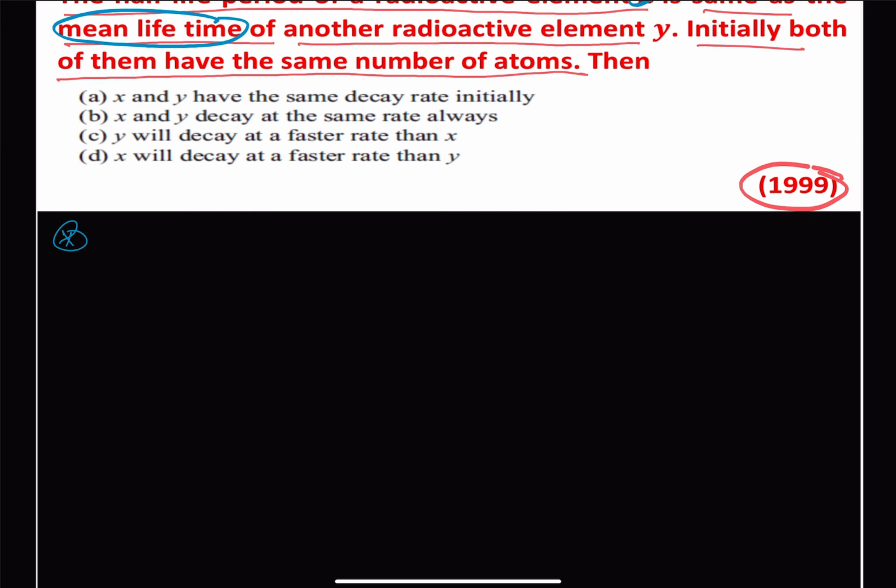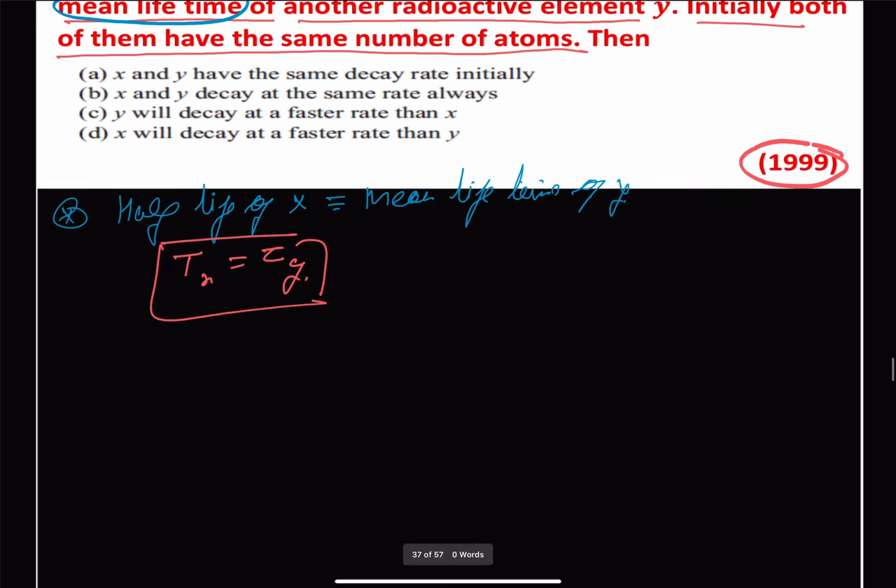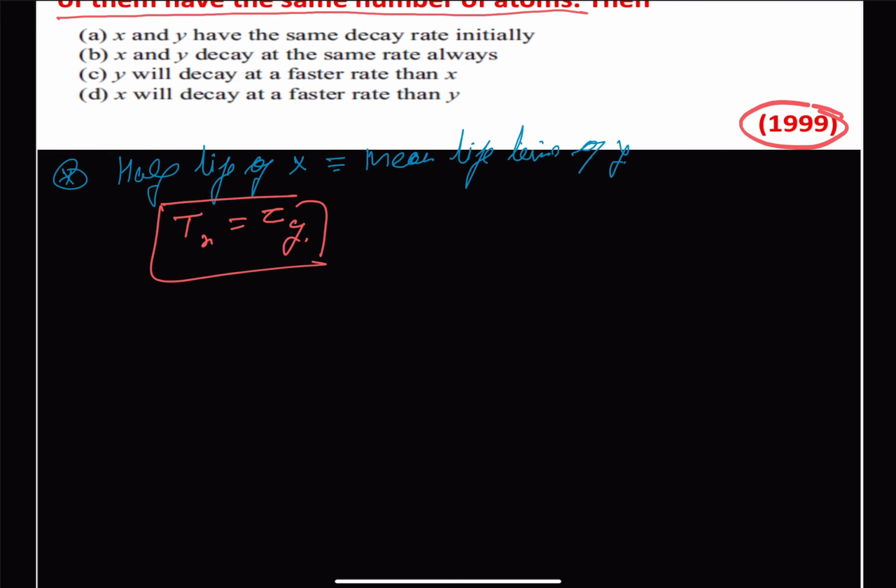So we can say that half-life of X is equal to mean lifetime of Y, or in simpler terms we can write this as, let us suppose the half-life of X is called T of X, is equal to the mean life, that is our tau of Y. And we know the relationship between the mean life as well as half-life.